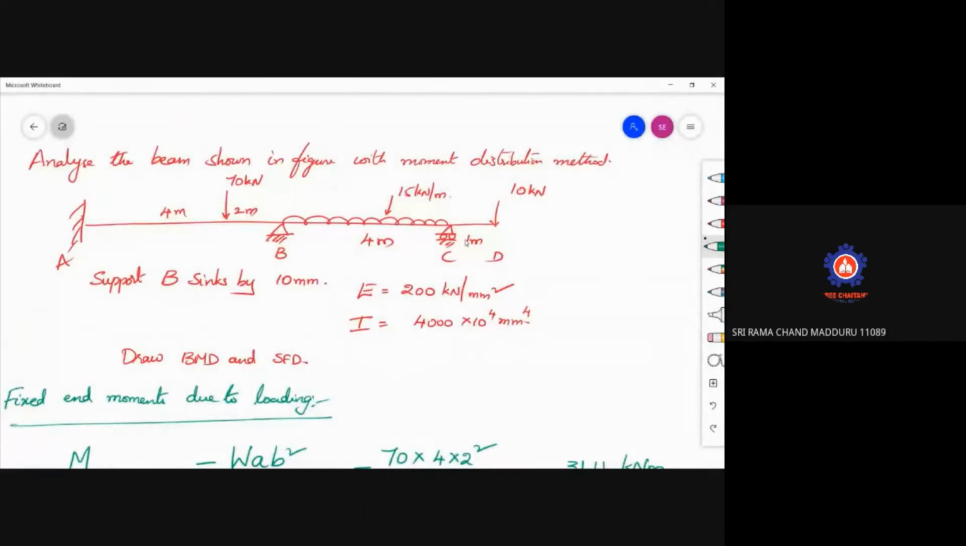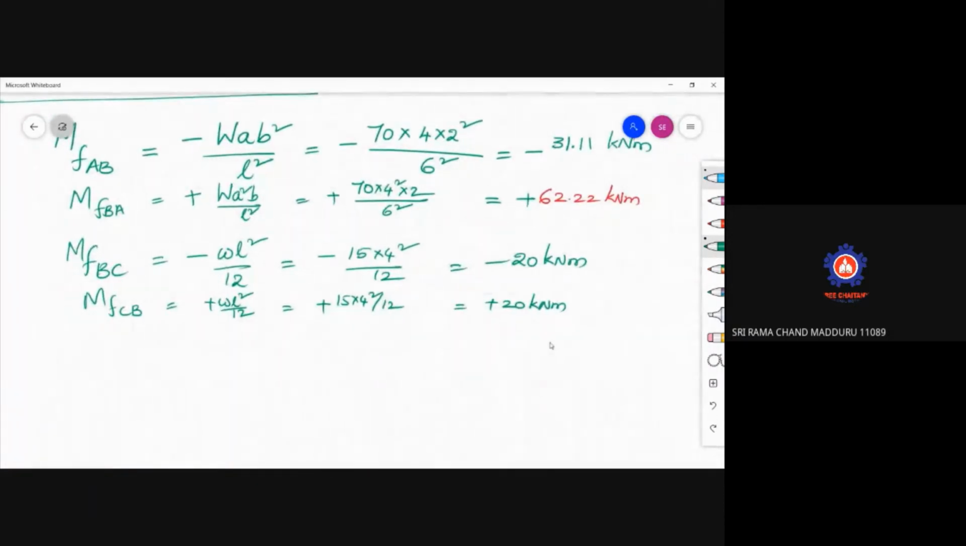MFCB is calculated. Now you can see here an overhanging portion is there. For this overhanging portion, the resistance will be given here. This directly we can write as MCD, and the deflection will be like this. So 10 into 1 is the moment at C. So the support moment MCD, I will not write it as fixed one because this is the final moment only. So MCD is equal to minus 10 kilonewton meter.